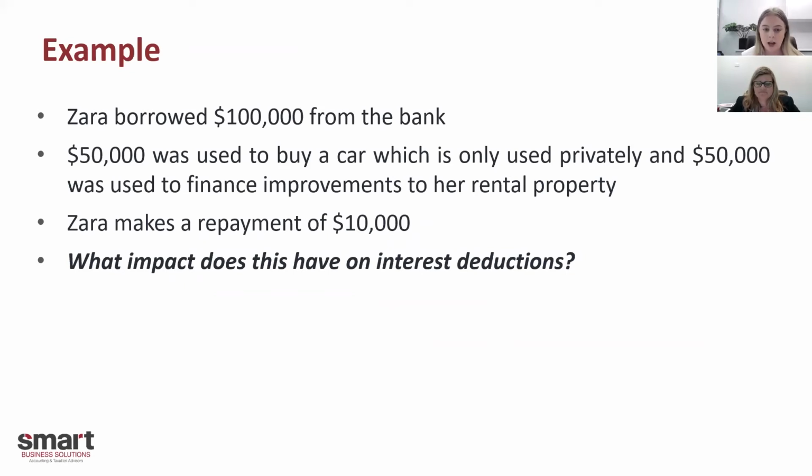So in this case, it would have to be prorated. This just means that we'd only be able to claim a deduction for the investment property portion. So the next interest expense that comes out, Zara will just be able to claim 50% of that for the rental property.